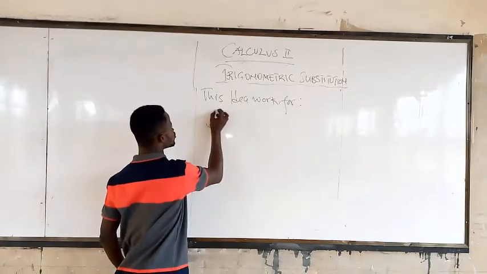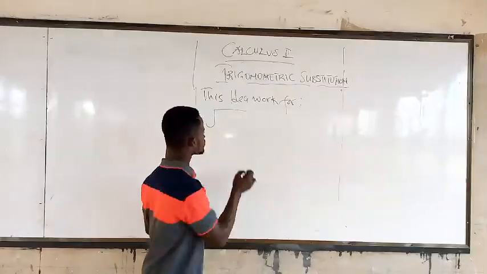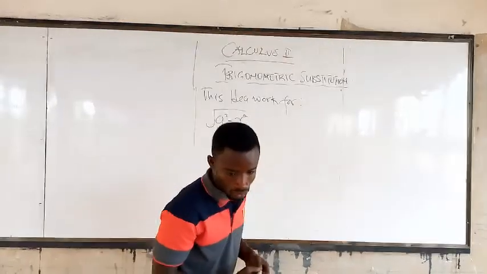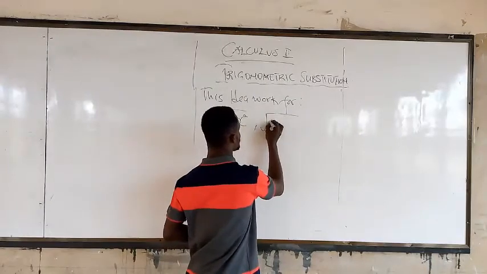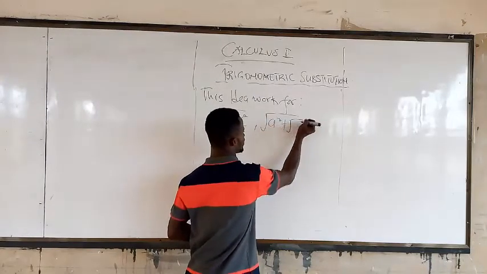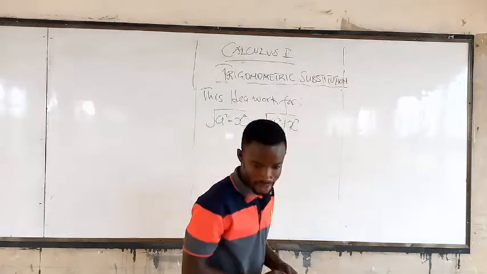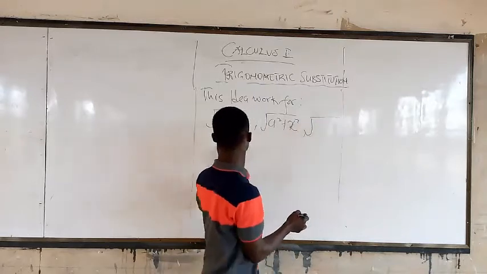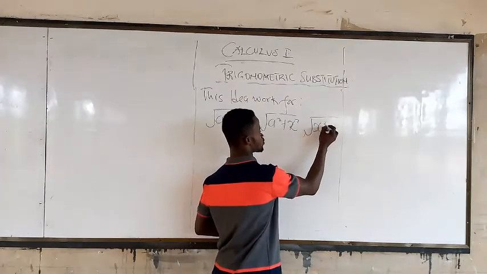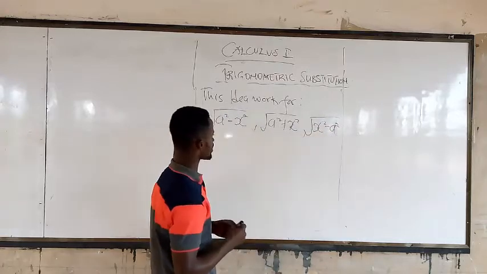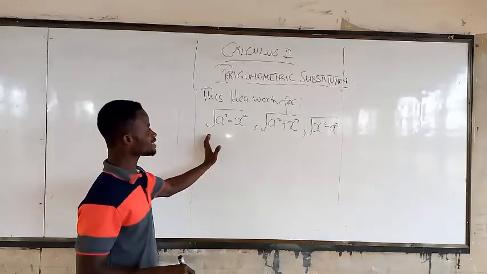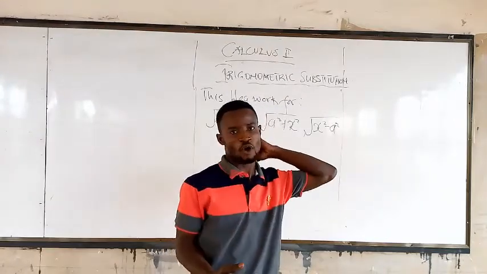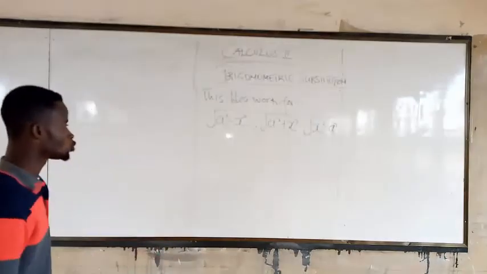works for square root of a squared minus s squared, square root of a squared plus s squared. We also have square root of s squared minus a squared. So we can get any of these forms. Alright? We can get any of these forms. And let's see how we are going to treat it.